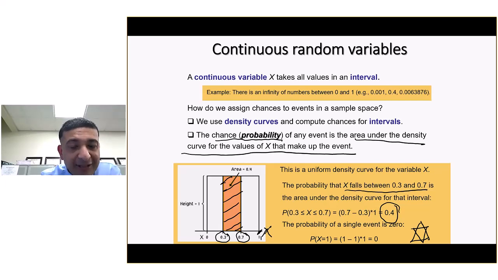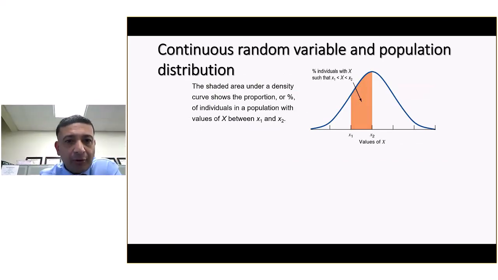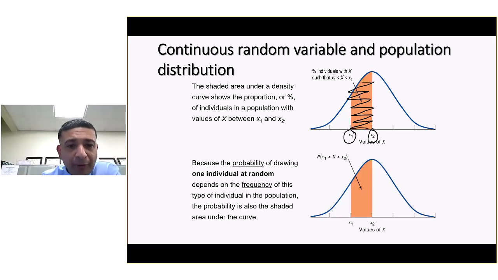It has to have extremes within the width from one point to another that it can measure. And it's the same story for continuous distributions like the bell-shaped curve. The shaded area under a density curve shows the proportion or percent of individuals that fall between those values of x1 and x2. Because the probability of drawing one individual at random depends on the frequency of this type of individual in the population, the probability is also your shaded area. That is the probability that the data point x will take a value between x1 and x2.